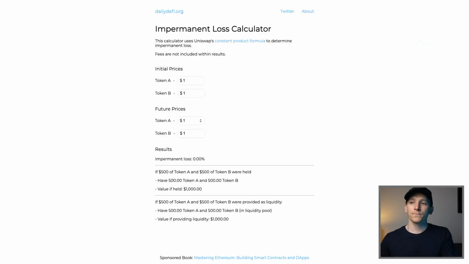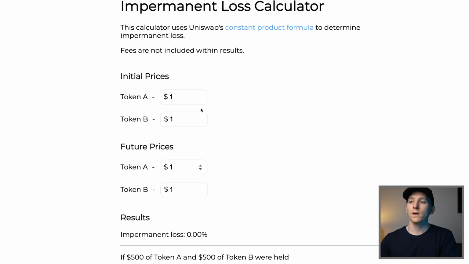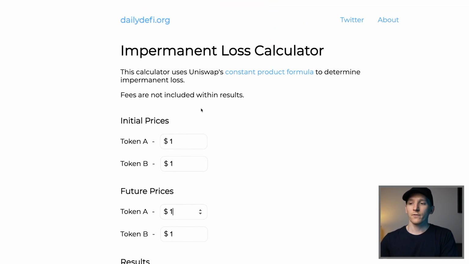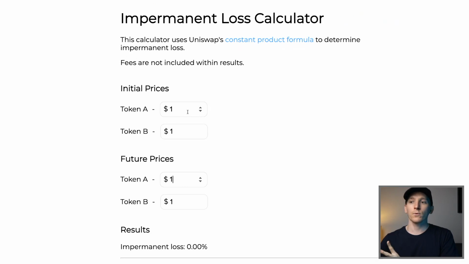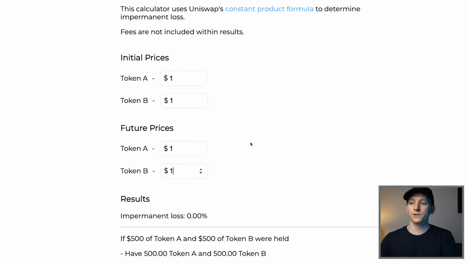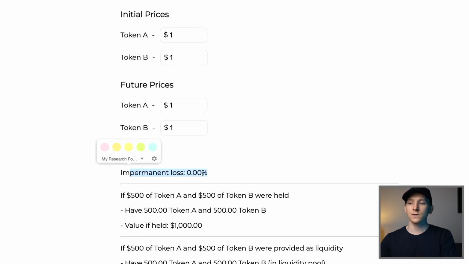So what you can see, this is an impermanent loss calculator. You can look this up, it's dailydefi.org. Let's say I put two stable coins into a liquidity pool and they're both $1 each. And then when I take them out, they're both $1 each. You can see the impermanent loss is 0. So all of the fees that I earn, I can just have that as the fees that I earn, and I will suffer no impermanent loss.